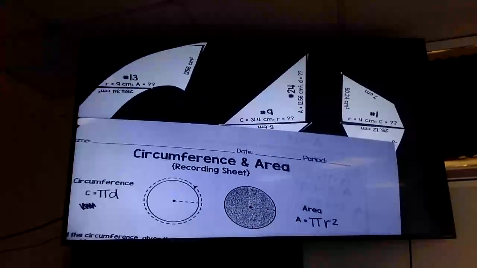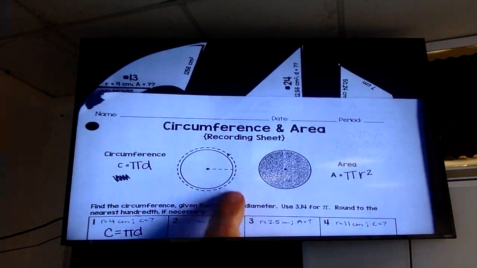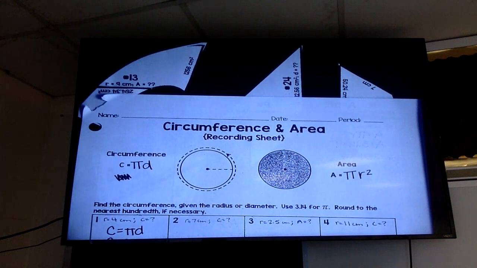What I would like to see back from everybody, though, is this recording sheet so that I can see all of your work, prove that you did it.